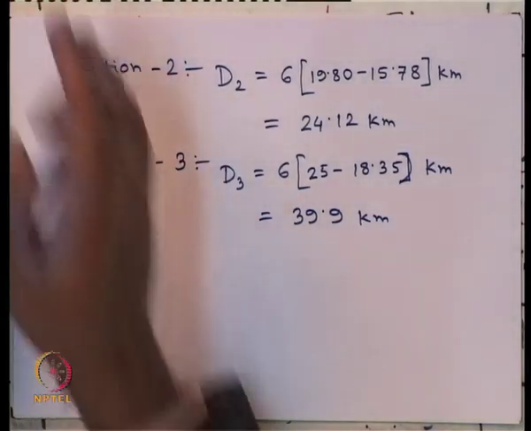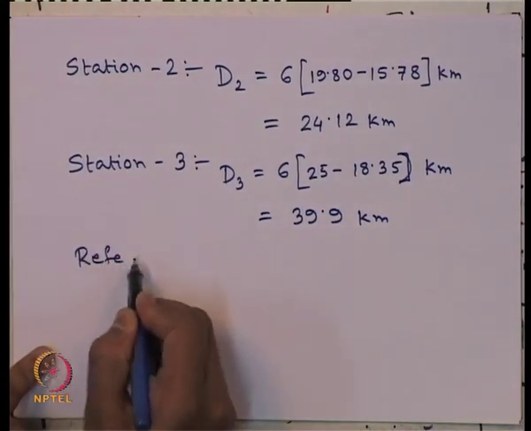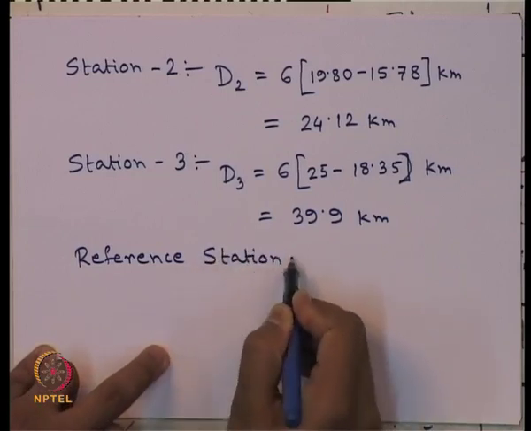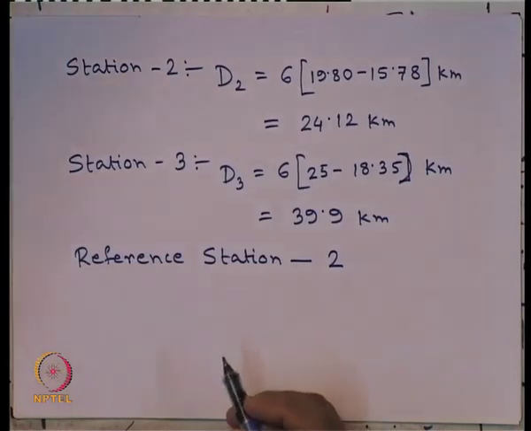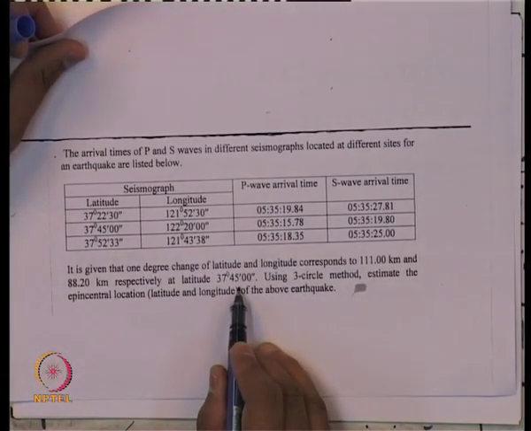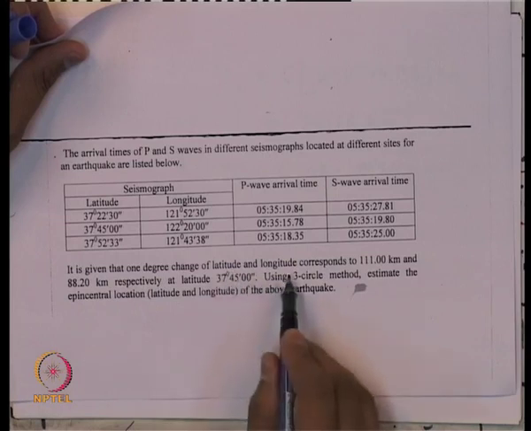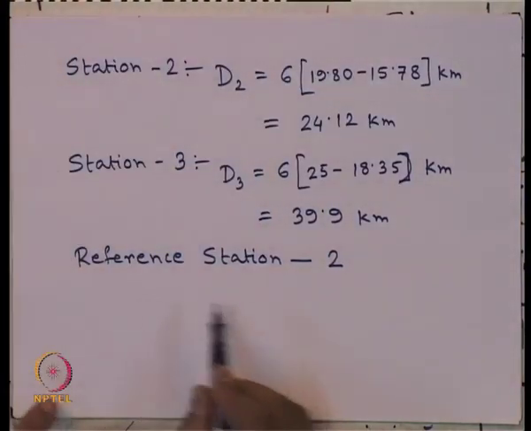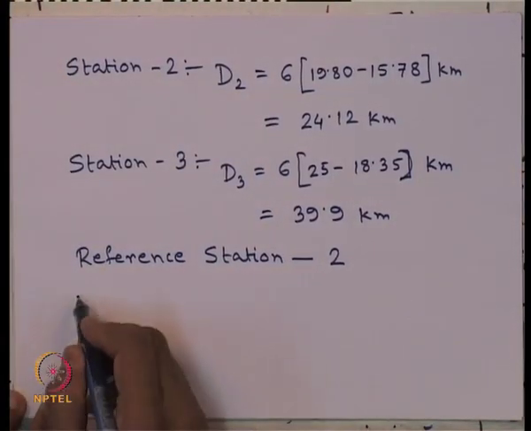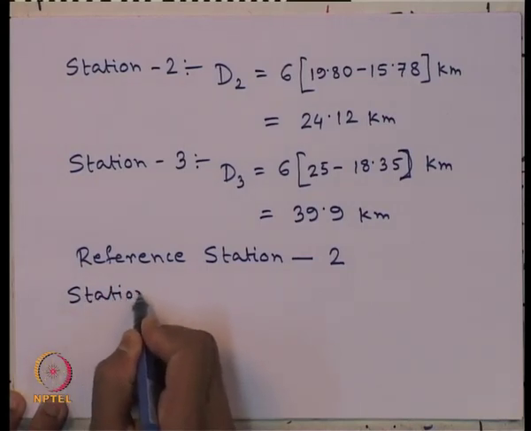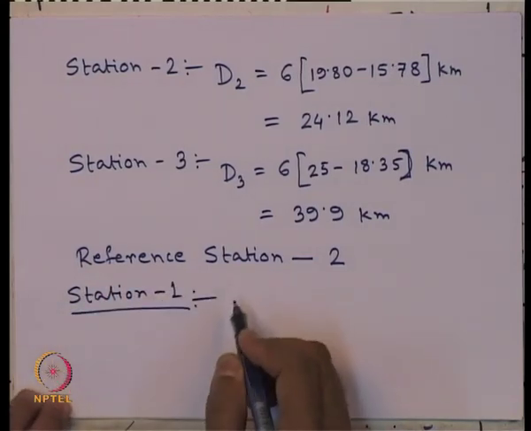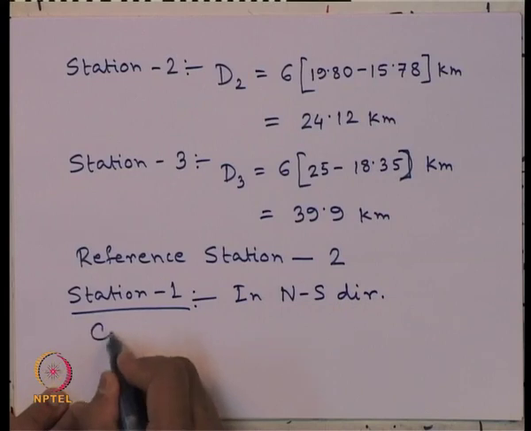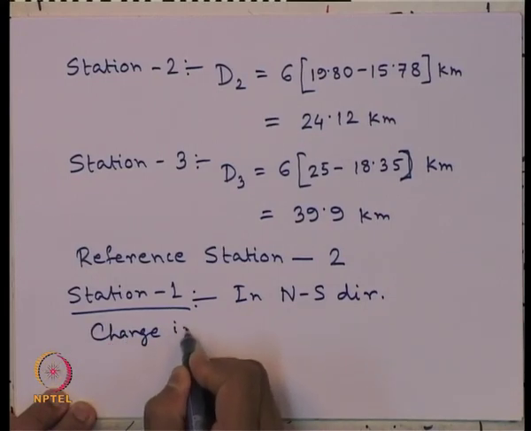So, now if we take our reference station, the reference station will be station number 2, because for station number 2 the latitude is given, corresponding to that, the change of latitude corresponds to how much kilometer, and longitude how much kilometer. So, that is why you have to identify which is your reference station. So, the station number 1, how it is located, we have to find out. In the north south direction, we have to find out the change in latitude.